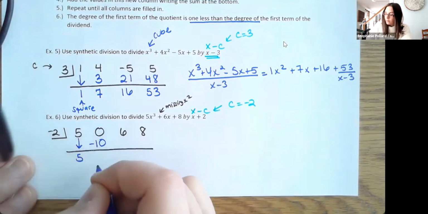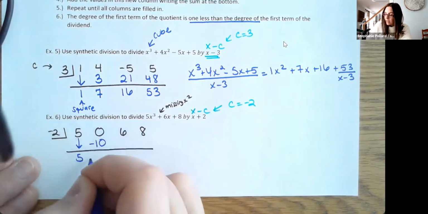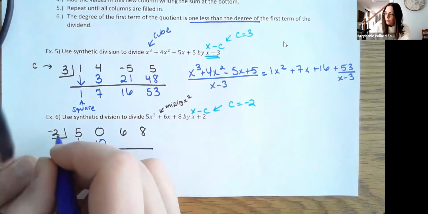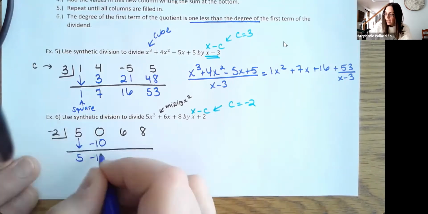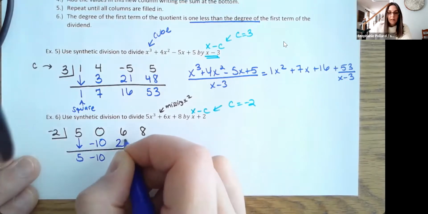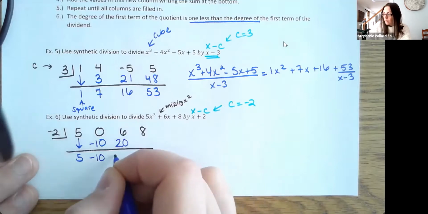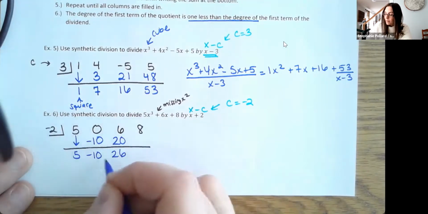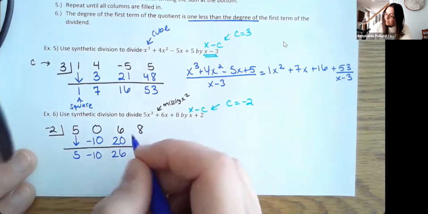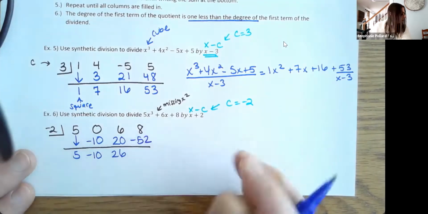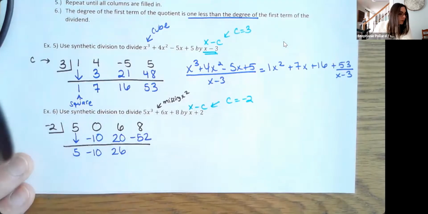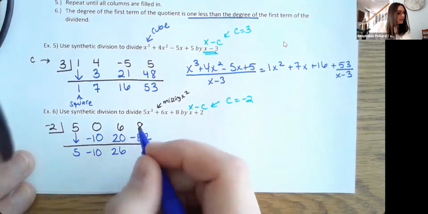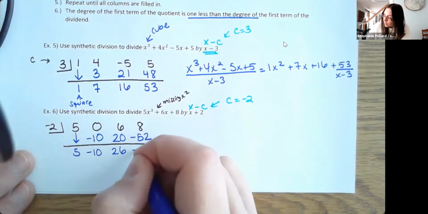Add the columns. So 0 plus negative 10 is negative 10. Multiply. Negative 2 times negative 10 is positive 20. Add the columns. 26. Negative 2 times 26. Let's see, that's going to be negative 52. Just double checking my math. Add it with the 8 and we get negative 44.